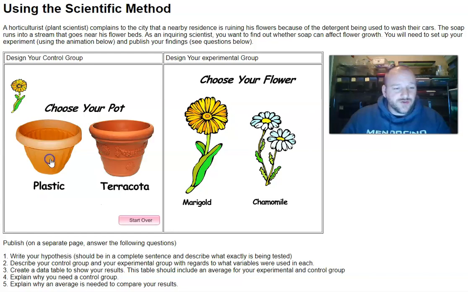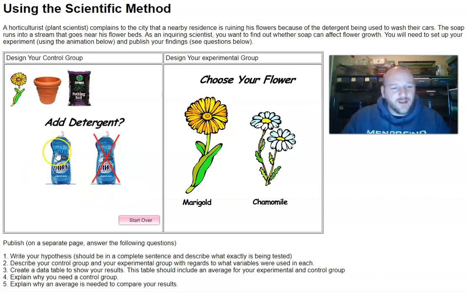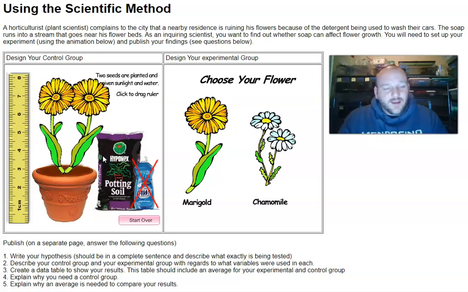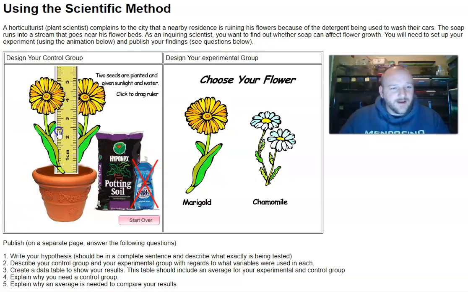So we choose our marigold, we choose whatever type of pot we want, we choose a potting soil, and then we look at our independent variable and see whether it affects us. In this case, since this is our control group, we won't add any detergent. It grows some flowers, and we're able to see the height of the flowers. Looks like they're about 5 centimeters.